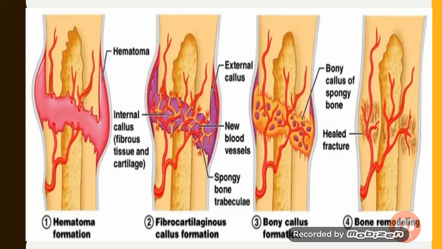The first process, that is called hematoma formation, will result when the blood vessels in the bone and in the surrounding regions have been torn, which results in hemorrhage. So as a result of this, a mass of clotted blood will form at the fracture site, that you can see in the first diagram, where a red clotted mass of blood has started forming on the fracture site.